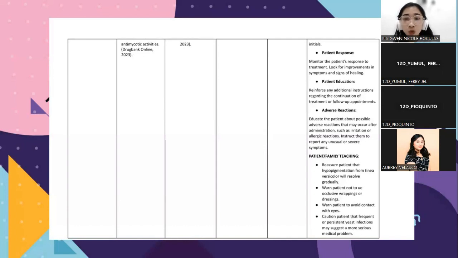Then warn the patient not to use exclusive wrapping or dressing. So it is very important kasi may instances na may infect yung nilagyang treatment. Then warn patient to avoid contact with eyes. Next is caution patients that frequent or persistent yeast infections may suggest a more serious medical problem. Next slide.